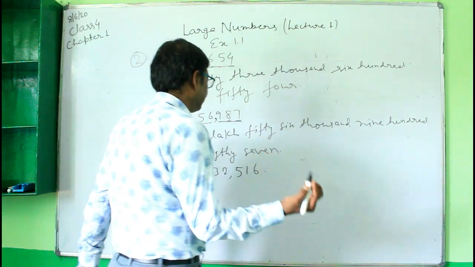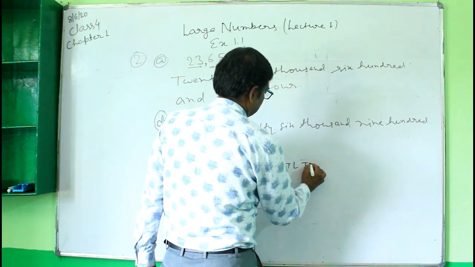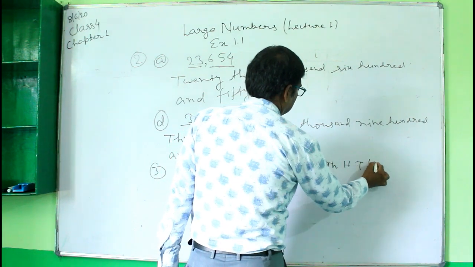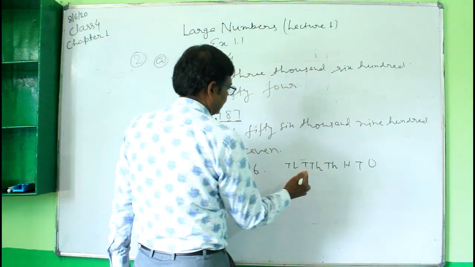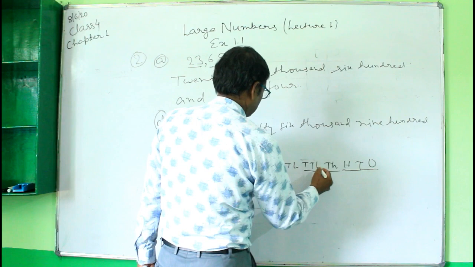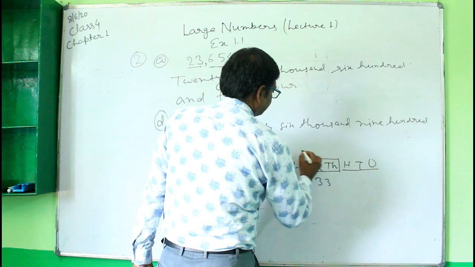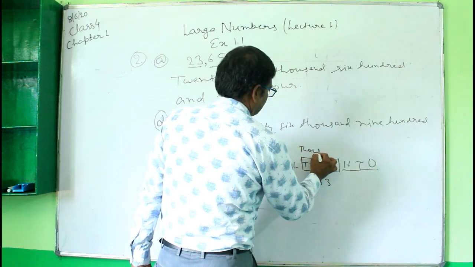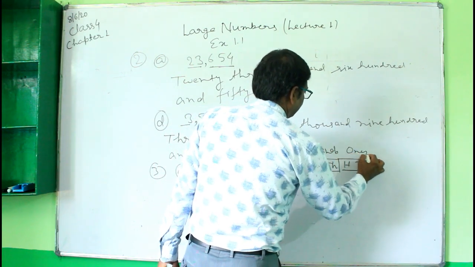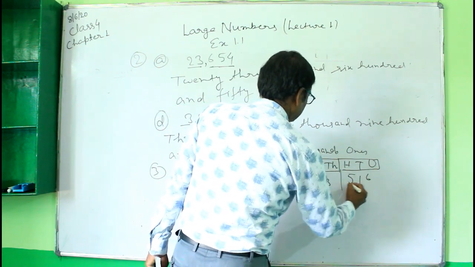So how do you use the place value chart here? Again write that here: TL, then TTH, that is 10,000, then 1,000, then 100, then tens, then ones. Now you are given 32,000 here. So this is the thousands period here, and this is the ones period in this case. So in this you will write 32 because this is the thousands period. And this is here the ones period. So in this case the number is 516 here.